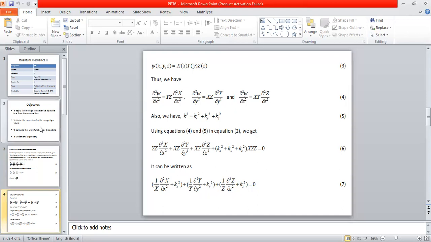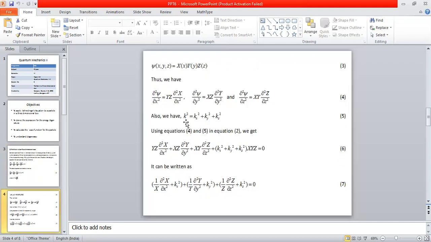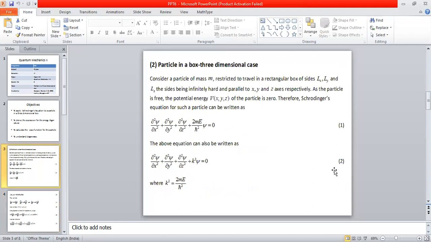And also in the previous equation I mentioned there was a k square term. Since k is a vector quantity, k² can be written in terms of three different components: kx² + ky² + kz². Here kx is the component of the propagation vector along the x-axis, ky is the component along the y-axis, and kz is the component along the z-axis. Therefore, we substitute equation 4 and equation 5 into our previous equation 2.